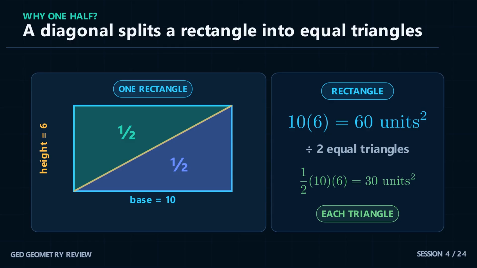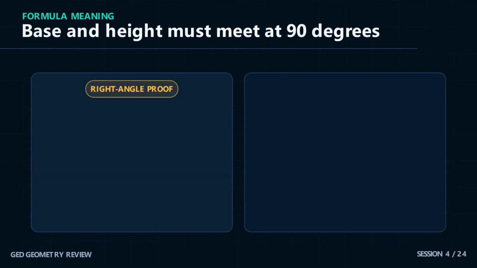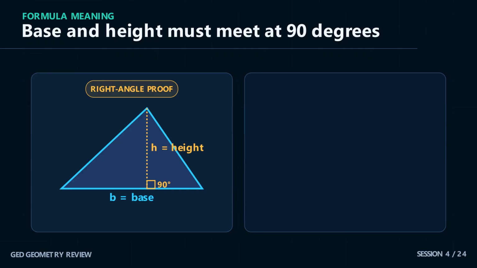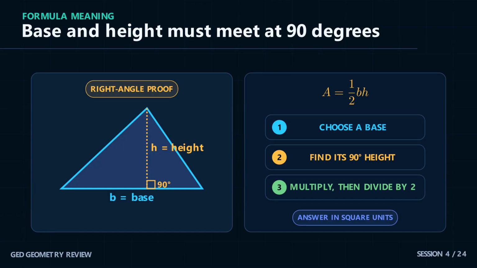Triangle area is half of base times perpendicular height. The formula is area equals 1/2 times base times height. The base can be any side you choose. The height is the shortest perpendicular distance from that base to the opposite vertex. A small right-angle marker proves that base and height meet at 90 degrees. Compute base times height, divide by 2, and attach square units. You may divide first or multiply first, but keep the 1/2 factor visible so it is not forgotten.